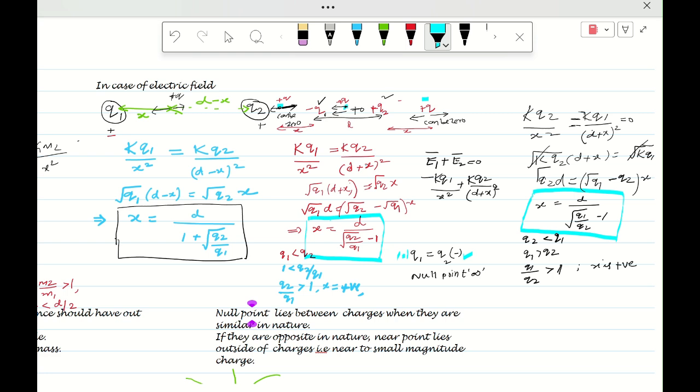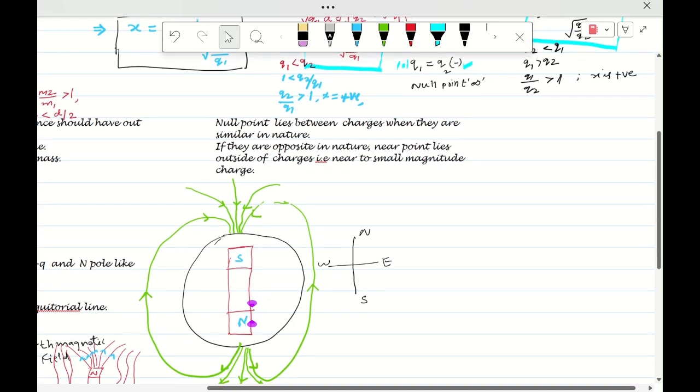When the charges are negative and positive, in that case it is outside the charges, either right side or left side. So how we define it: the magnitude of the charge, which charge is less. Positive charge less means the positive side, negative charge less means the negative side of the charge. While you are solving the problems, you can understand this clearly.